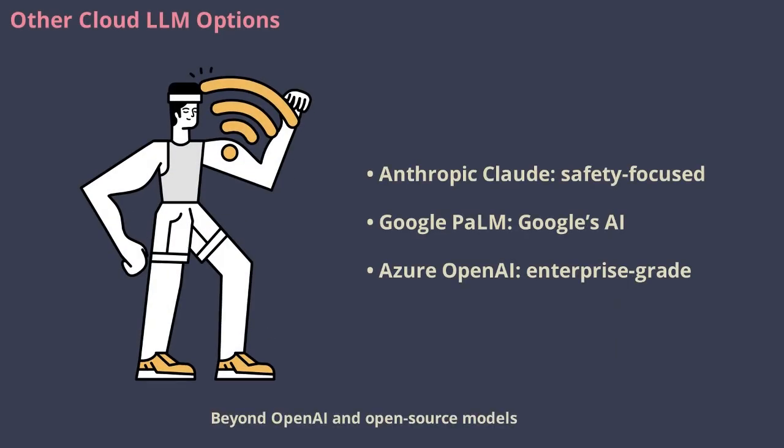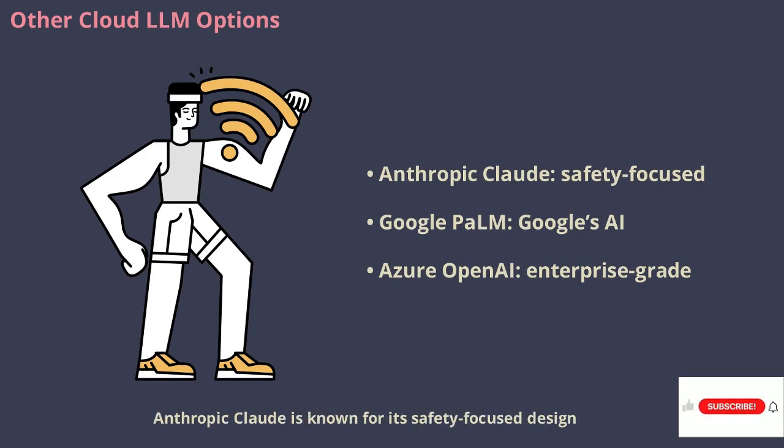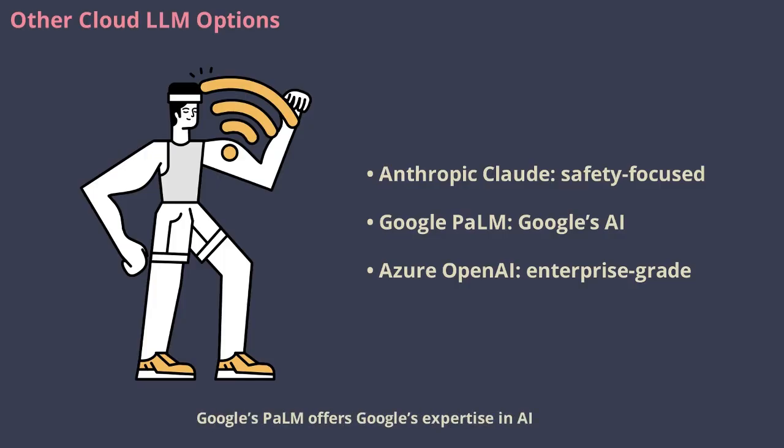Beyond OpenAI and open-source models, there are other cloud-based LLM options worth exploring. Anthropic Claude is known for its safety-focused design, making it ideal for sensitive applications. Google's Palm offers Google's expertise in AI, while Azure OpenAI provides enterprise-grade solutions with robust security and scalability. Each platform has its own strengths, so consider your project's needs when choosing the right LLM provider.